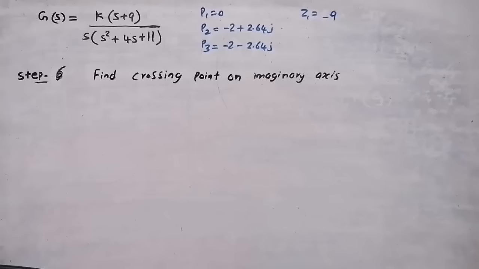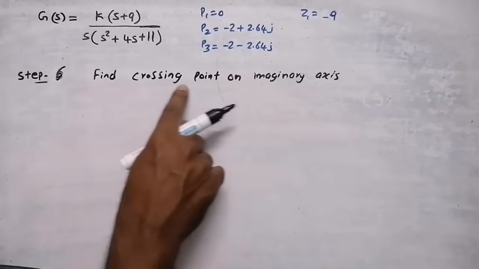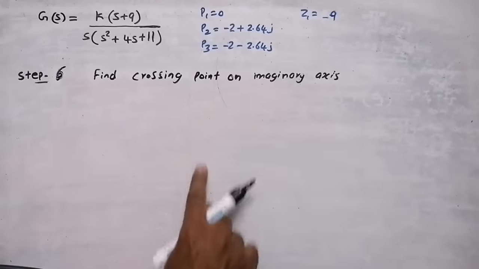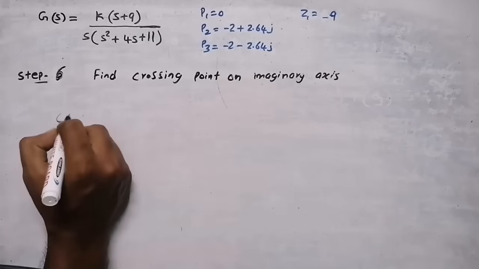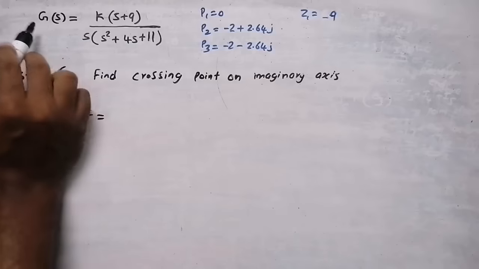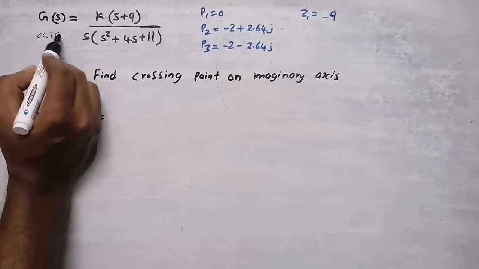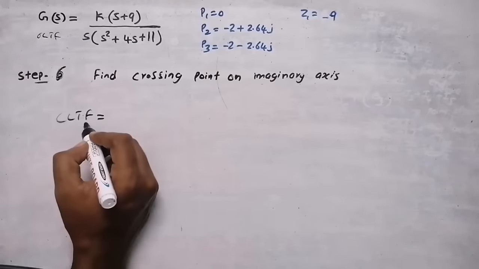Now in step 6, we need to find the crossing point on the imaginary axis. On the imaginary axis, the root locus will cross. We need to find that crossing point. For that, we need to find the closed loop transfer function. The question gives our open loop transfer function. From the open loop transfer function, we need to find the closed loop transfer function.